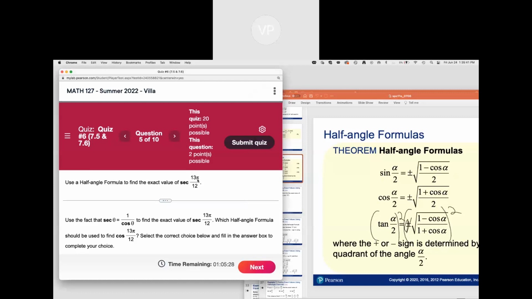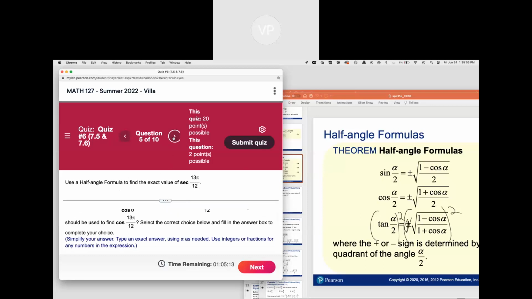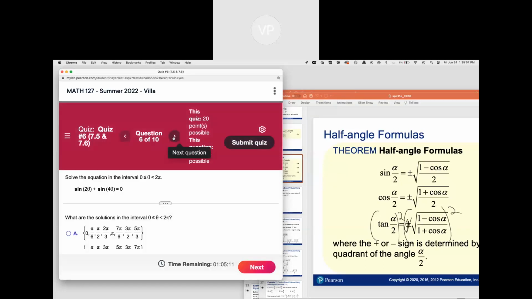Now, the part that's tough is when it's a half angle, we got to figure out what this is to make it half. So your alpha is going to be double this. So my alpha will be twice as much of this. So it's going to be 13 pi over 6. And then that's what we're going to use. And they even give you some hints on this one as well, what to do.